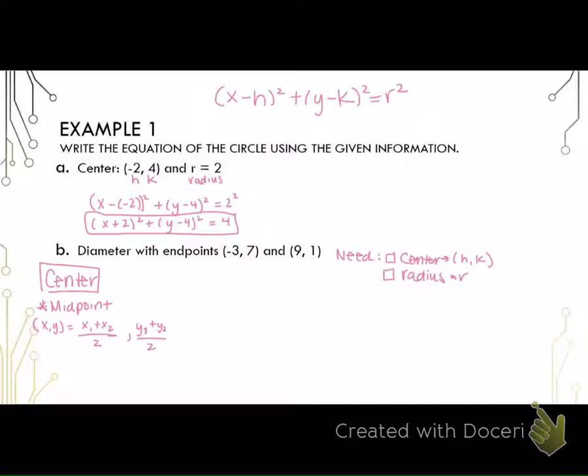So we have x1, y1, right? And x2, y2. Do you guys see that? So we're literally just adding -3 and 9, and dividing by 2, and adding 7 and 1, and dividing by 2.